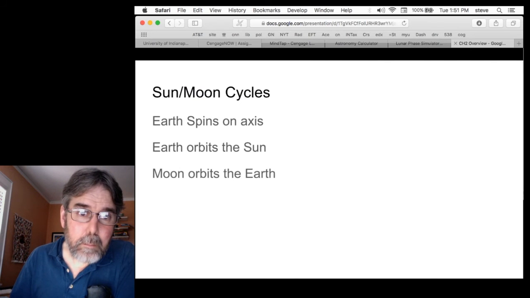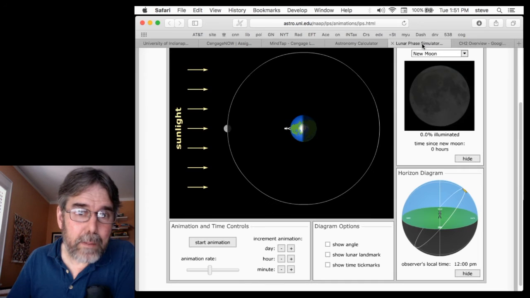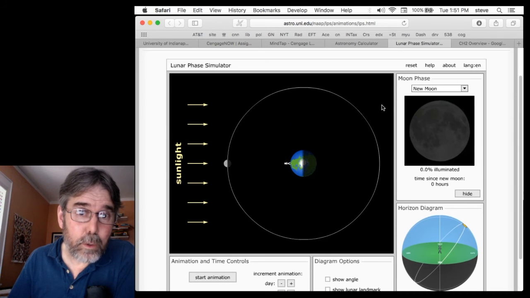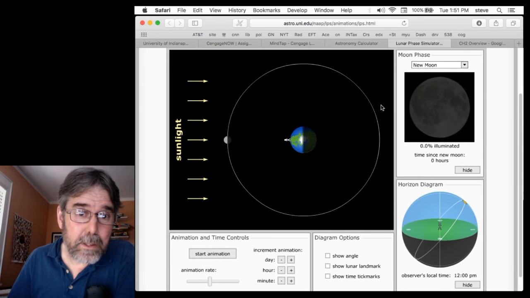But not only that, the moon also orbits the Earth. And so a lot of the questions in the homework this week are about how to interpret what's going on with the moon. I just wanted to point out that I put a link on ACE to this Lunar Phase Simulator. This is a handy guide because it lets you see what's actually going on here.